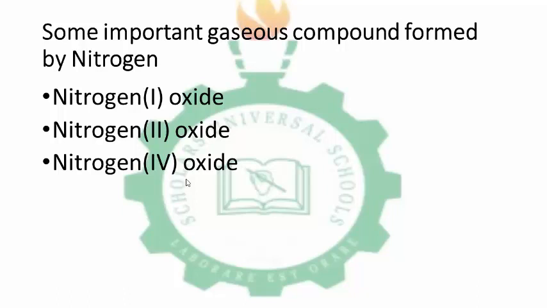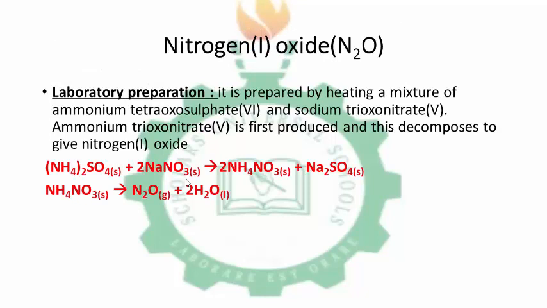Now to the gaseous compounds formed by nitrogen. Now you have three major gaseous compounds formed by nitrogen. You have the nitrogen 1 oxide, you have the nitrogen 2 oxide, and also the nitrogen 4 oxide. Now nitrogen 1 oxide is also called laughing gas, and it is known as N2O. That's the chemical formula of N2O.